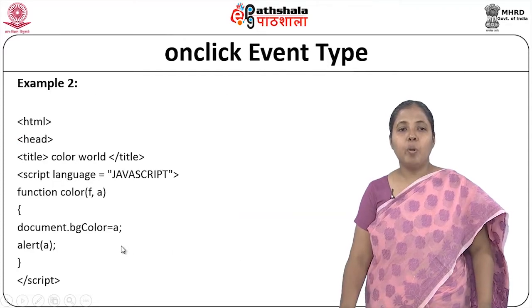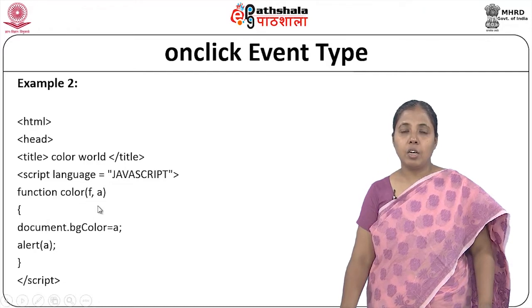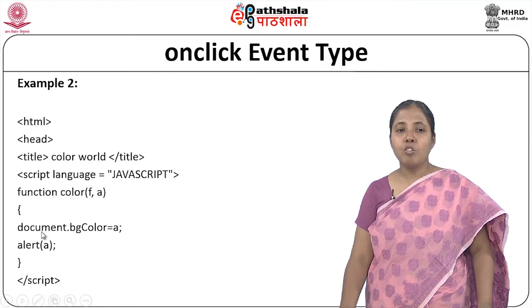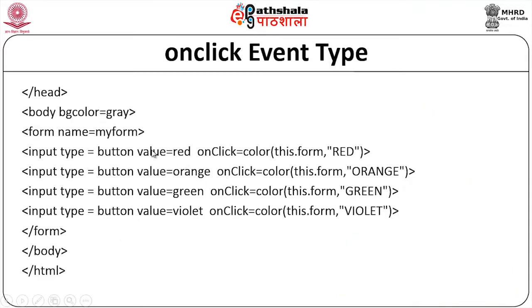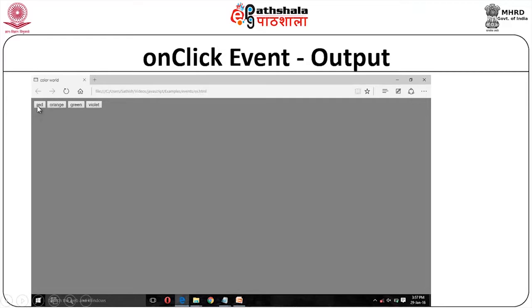Now, this is another example which tries to change the color of the document. We have a function called color which takes the form object and the name of the color. It tries to change the background color of the document on receiving this color. Here you can see that we have 4 buttons, and when you click on any button, the color function would be invoked. It gets the form and the name of the color, and the background color of the document would be changed to whatever value you set.